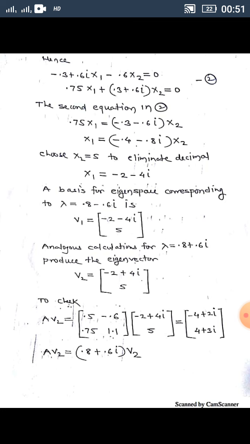Now see here, if you multiply 0.8 plus 0.6i to the v2 vector, you will get this same vector. If you multiply this to v2, you will get the corresponding vector as it is if you take common. So this is the way to find out the corresponding eigenvectors. Thank you.